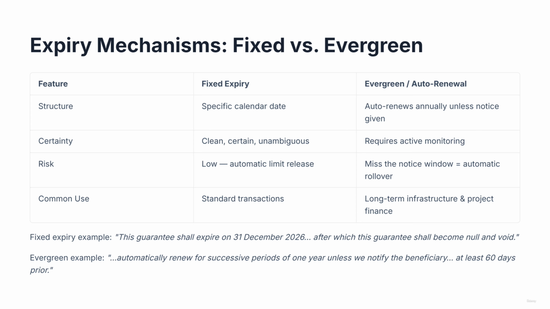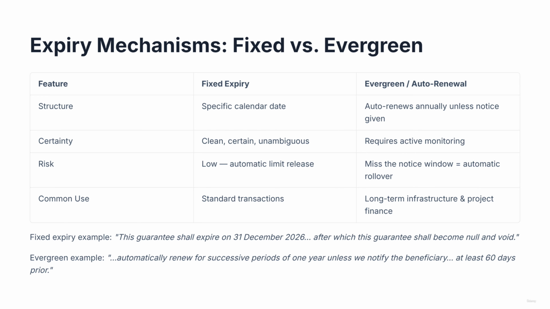Any demand for payment hereunder must be received by us on or before such date, after which this guarantee shall become null and void." Fixed expiry is clean, certain, and manageable. The bank knows exactly when its contingent liability ends. The second structure is the evergreen or automatic renewal clause.